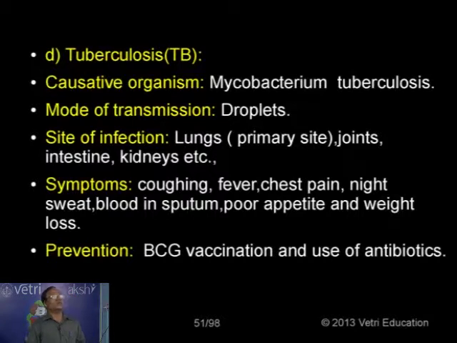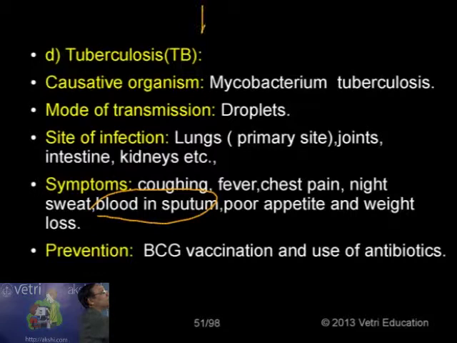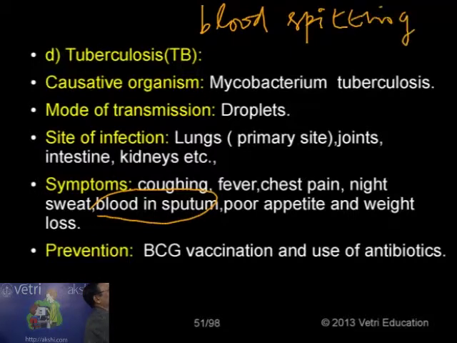Then, what are the symptoms? As it is affecting the respiratory system, you have coughing and fever. Because of intense coughing, the person develops chest pain, shortness of breath, and also eliminates mucus, or what is called sputum. The sputum contains blood, so a normal symptom is blood spitting. This is the main symptom. When the person is coughing, blood is coming out.